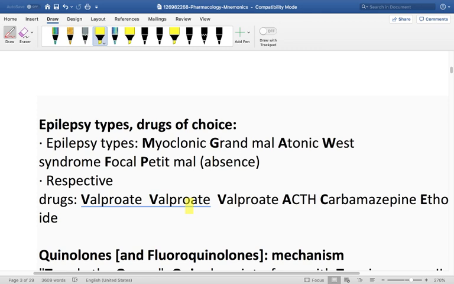Now, what is the drug of choice? It is the favorite question of the examiner. Always a favorite question, and we tend to not make a method to reflexly remember them. So let us create a method to remember them.